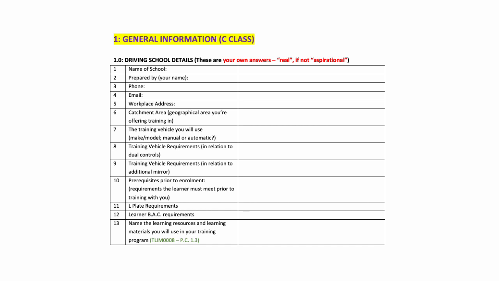It might be on the north side, so it might cater for Kippa-Ring, Transport Department, or over at Caboolture or somewhere like that. Okay, and the next thing we look at is the training vehicle that you'll be using, the make and model, if it's a manual or an automatic, and you just write that in the box there. And then we've got the training vehicle requirements in terms of dual controls, and then training vehicle requirements in relation to an additional mirror. Then we've got prerequisites prior to enrollment.